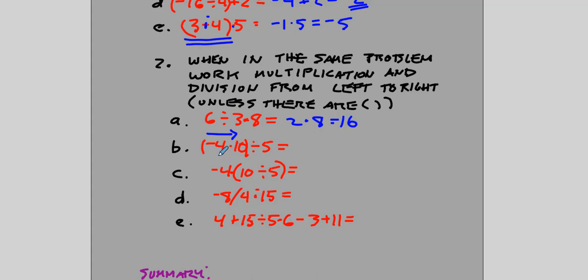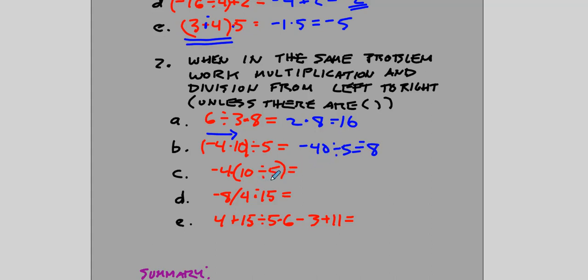I have parentheses here. I didn't actually need them there, but this is going to be negative 40 divided by 5. Negative divided by negative is a positive, so that is 8. That's actually going to be negative 8 because it's a negative divided by positive.